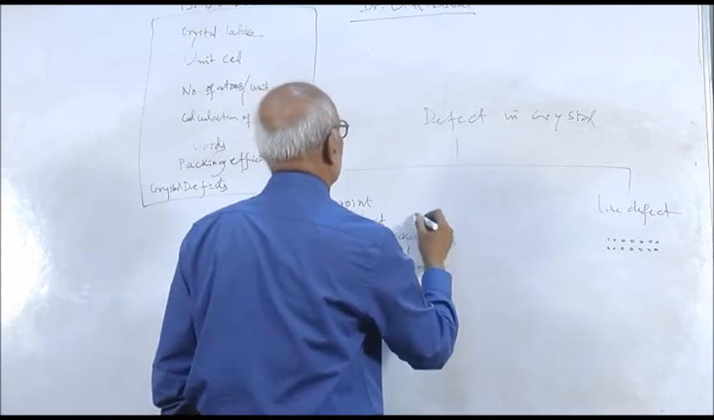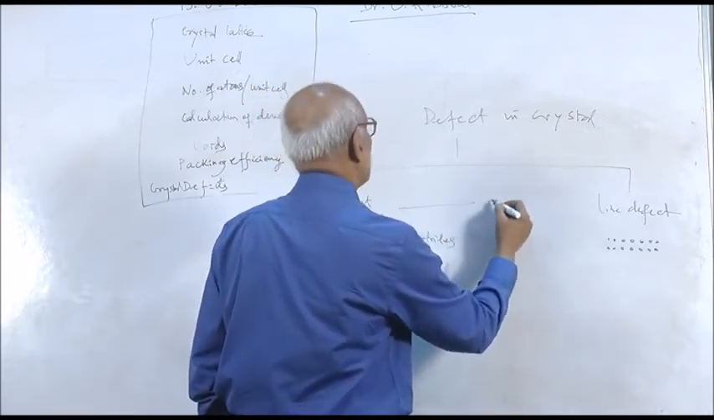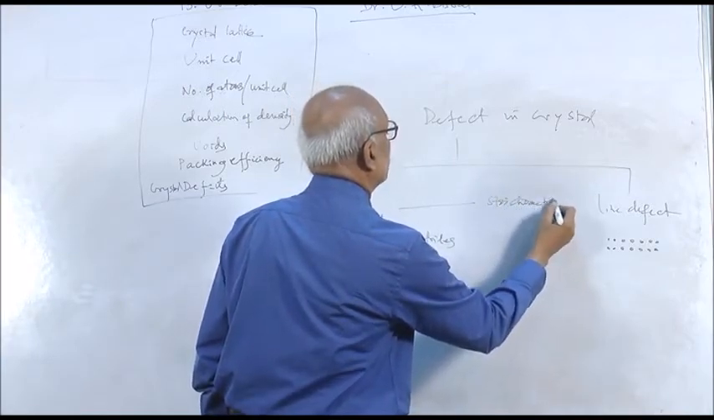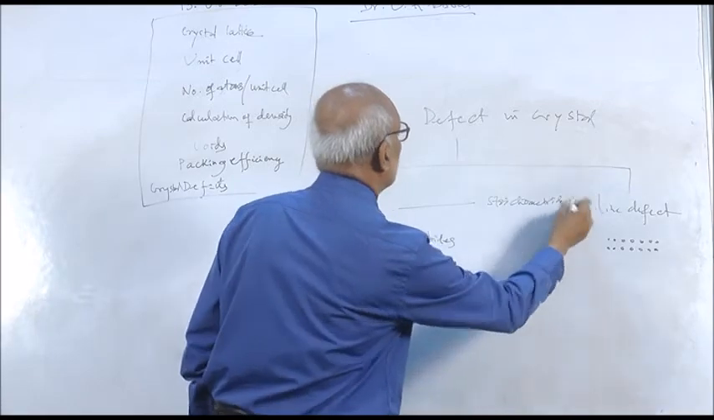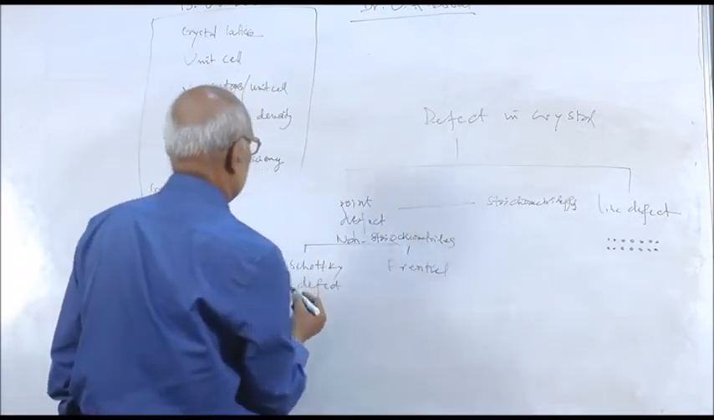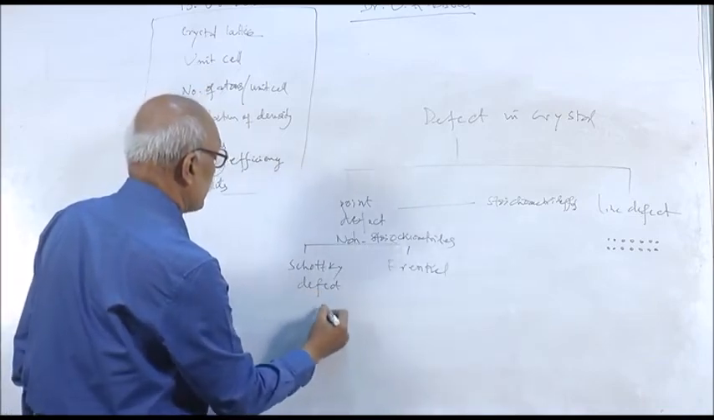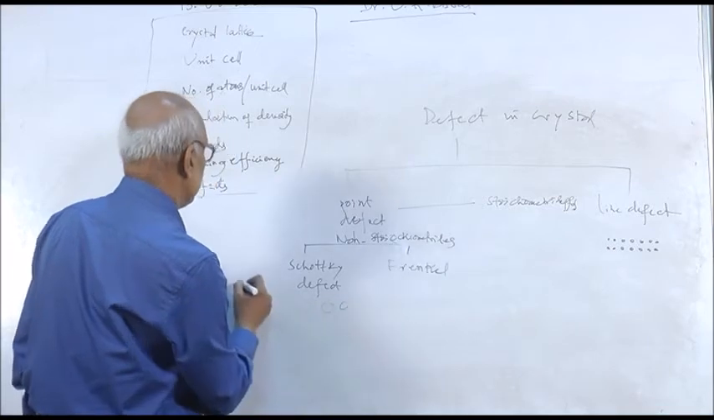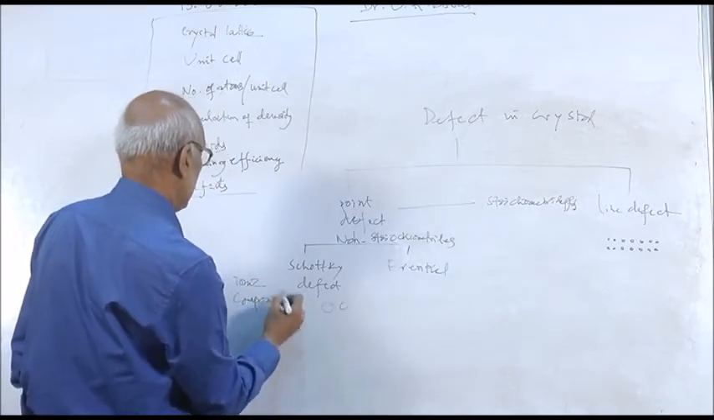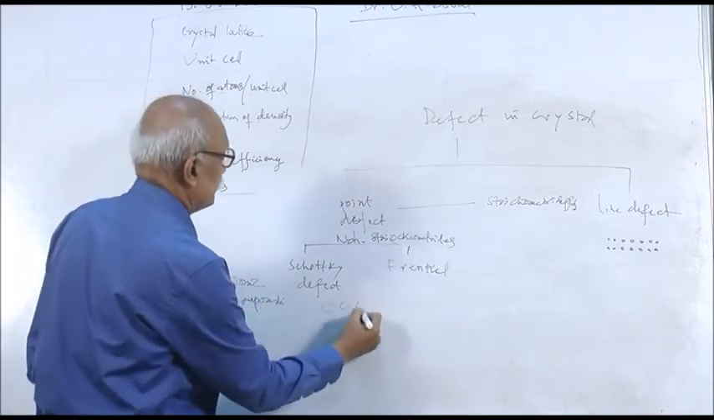Another is your stoichiometric defect. Stoichiometric defect. You see, in the Schottky defect, this occurs in ionic compounds, and there is loss of an equal number of cations and anions.